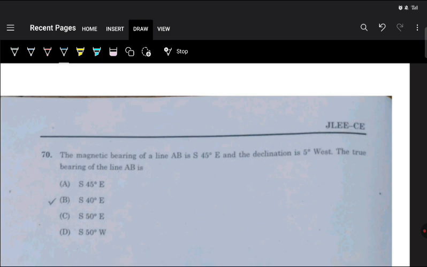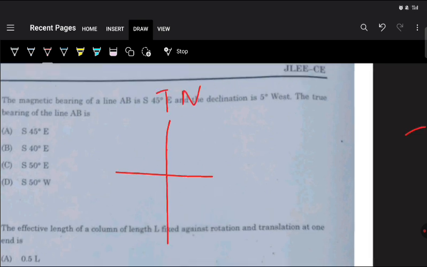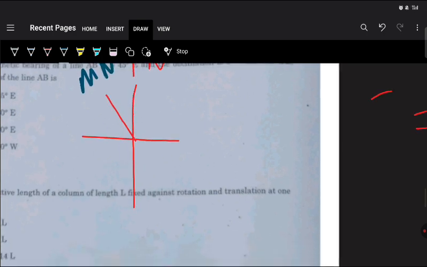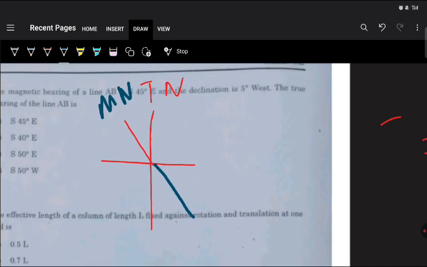So coming to the next question, the magnetic bearing of a line AB is S45E. So let us draw a diagram. So the question is given, suppose this is our magnetic north. Now the declination is 5 degree west, magnetic bearing given as S45 degree E. So this is our magnetic north, okay. Suppose this is our S45 degree E, okay.